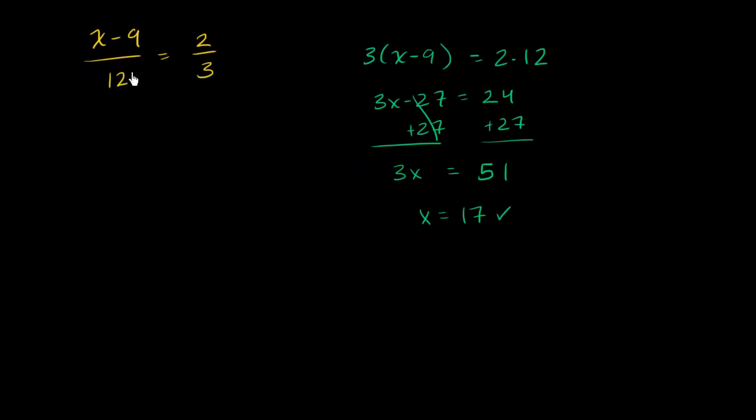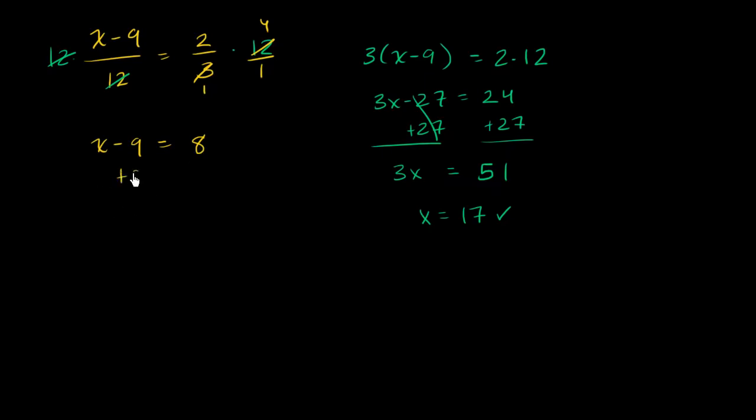Another way you could do that, instead of just straight up doing the cross multiplication, you could say, look, I want to get rid of this 12 in the denominator right over here. Let's multiply both sides by 12. On your left-hand side, you are just left with x minus 9. And on your right-hand side, 2/3 of 12 is just 8. And you could do the actual multiplication. 2/3 times 12 over 1: 12 divided by 3 is 4, 3 divided by 3 is 1. So it becomes 2 times 4 over 1, which is just 8.